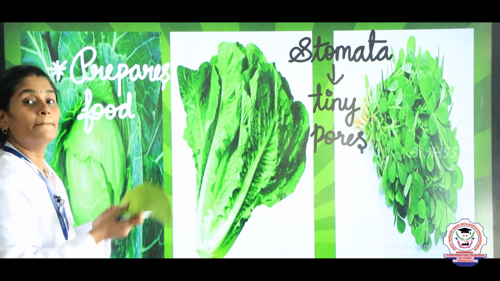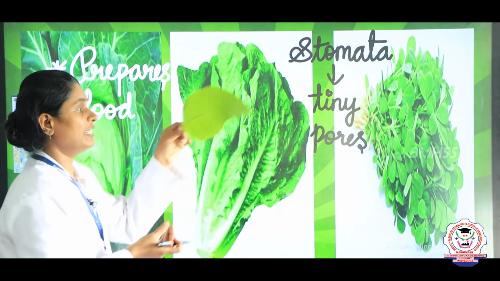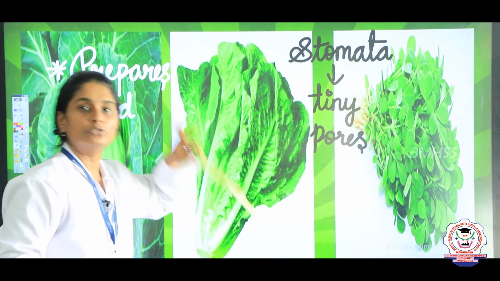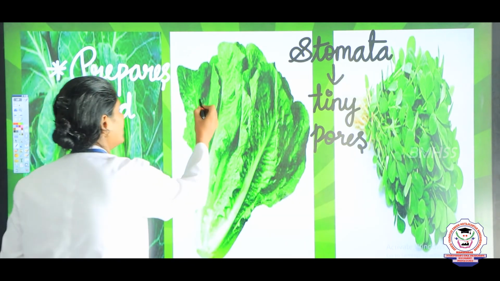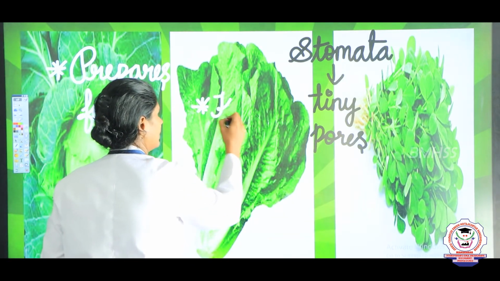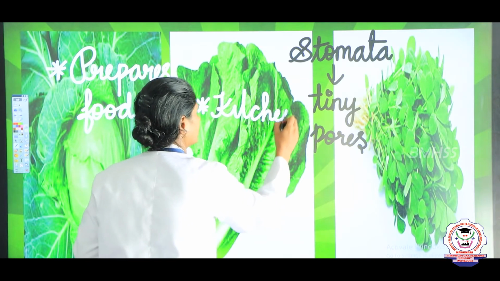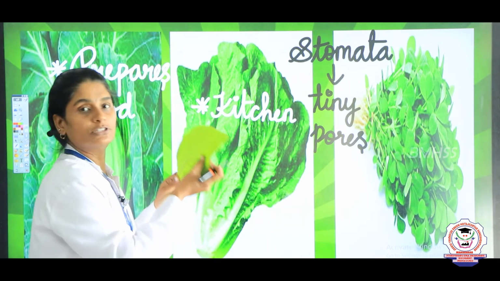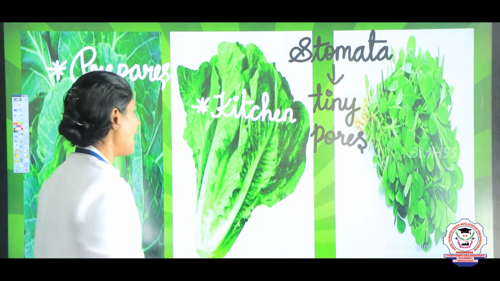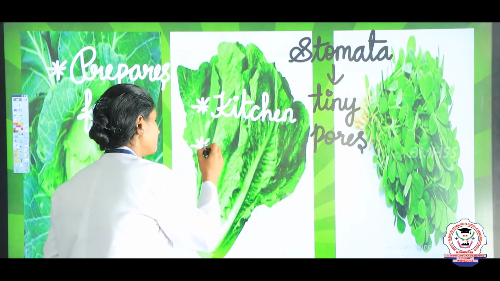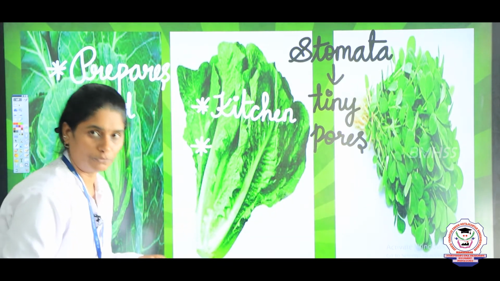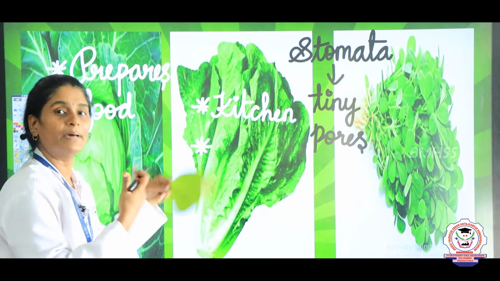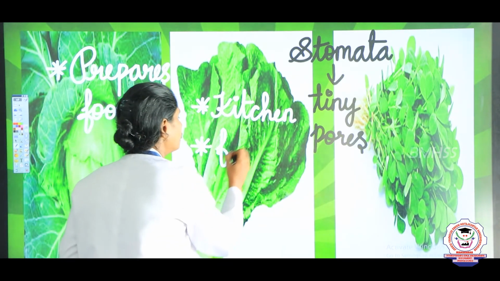All the plants prepare their food on their own. The leaf is doing the preparation of the food. That is why the leaf is also called the kitchen of a plant, K-I-T-C-H-E-N. In our home we prepare the food in the kitchen. That is why the leaf is called the kitchen of a plant, and because they prepare the food, they are also called the food factory of the plant.